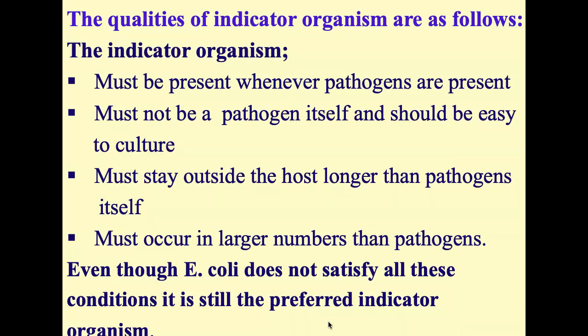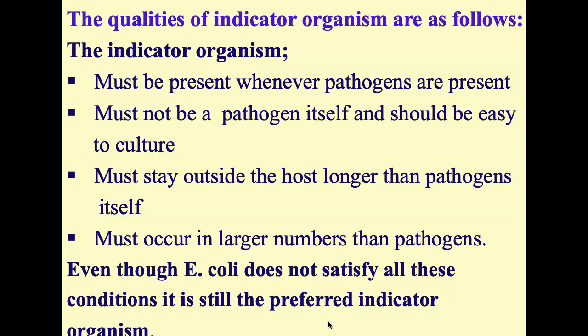To be considered as a good indicator organism, it means you must be present whenever the pathogens themselves are present. You must also not be a pathogen yourself. You should be able to be cultured on the media. You must stay outside the host longer than the pathogen itself, and you must occur in larger numbers than the pathogens. So for these 4 points, even though E. coli does not satisfy all these conditions, because sometimes E.